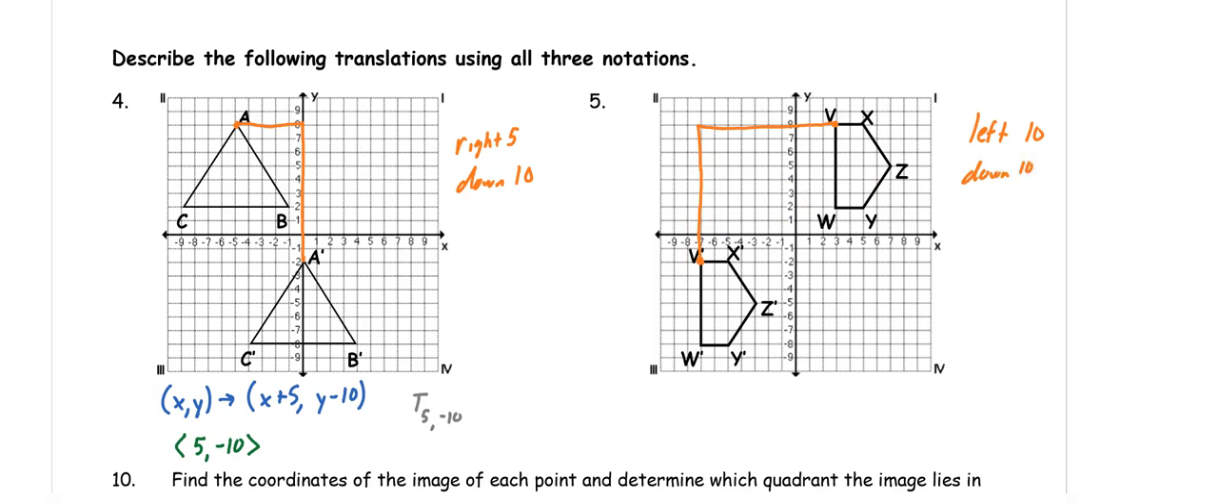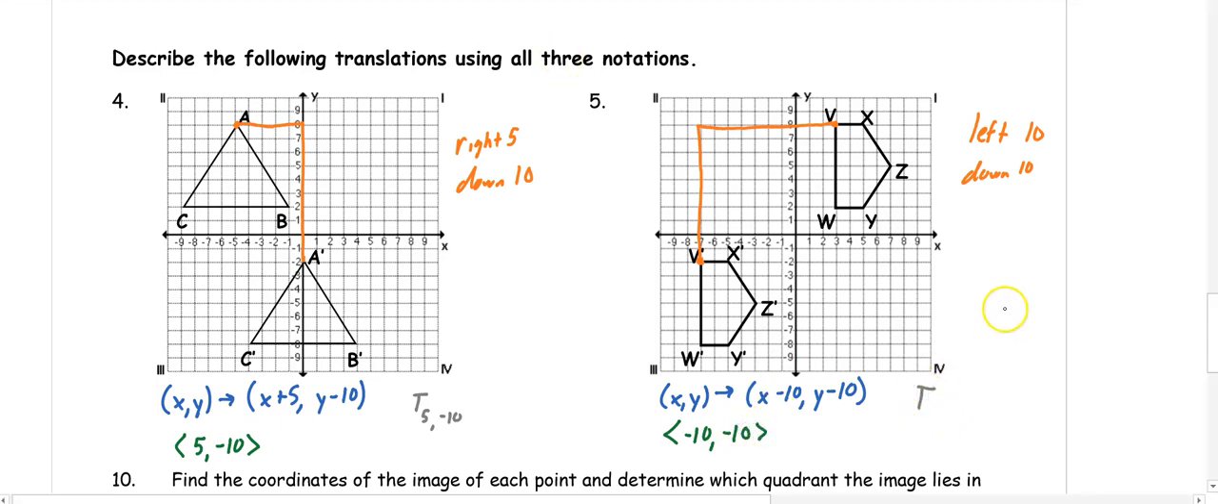So I can write my translation notation. Coordinate notation is (x, y) to (x minus 10, y minus 10). Both of them are minus 10 because we went left and down. Vector notation, I would have my arrow vector, negative 10, negative 10. And for translating T, it's negative 10, comma, negative 10.